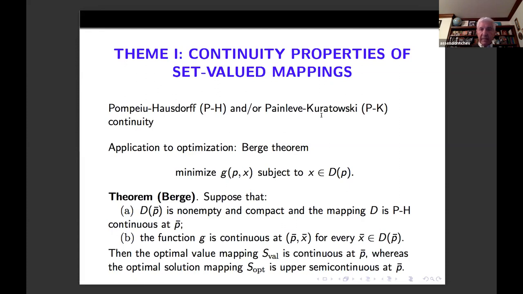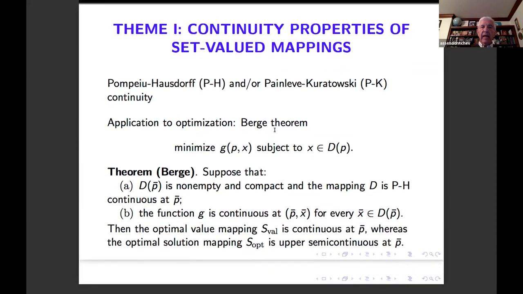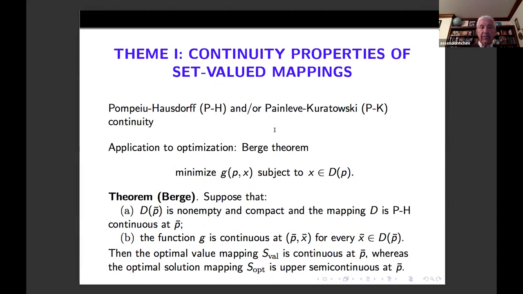And when I introduced these continuity properties, I wanted immediately to find an application. And of course, the most obvious application in optimization regarding continuity properties of set-valued mappings is the Berge theorem, which is regarding the continuity properties of the optimal value and the optimal solution mapping of this minimization problem, where the optimization problem depends on a parameter p. So here the function depends on p and the decision variable x, and the set D, the set of constraints, also depends on p. I've chosen to work in metric spaces, and I had to introduce metric spaces at this point.